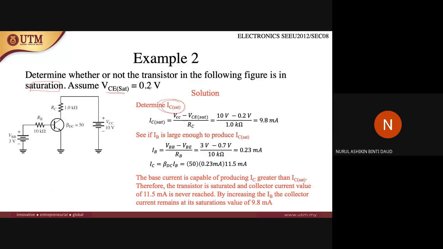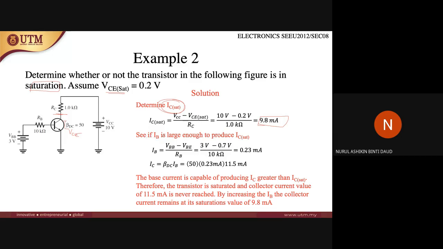So first of all, you have to determine the value of current at the saturation point. IC saturation is equal to VCC minus VCE saturation, the voltage at the collector-emitter at saturation, divided by the value of RC here. So 10 minus 0.2, you will get 9.8 milliamps.